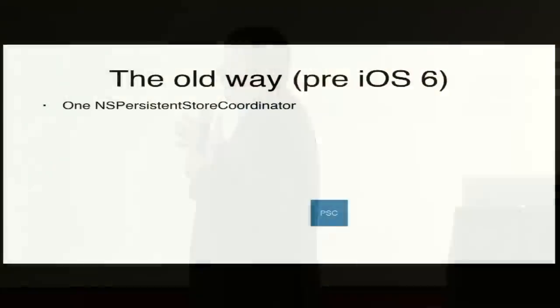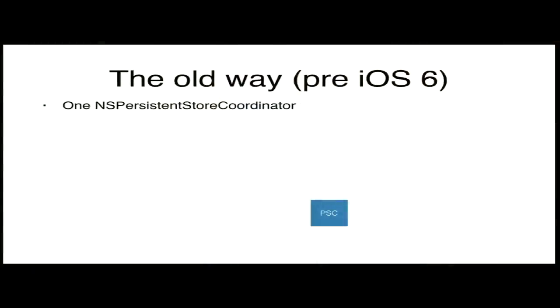So pre-iOS 6, this is how we used Core Data. It still works today. Don't really want to use it very often except for at certain edge cases, but it still works just fine. You start off and you have one persistent store coordinator. The persistent store coordinator handles all the interactions to disk. It's the one that takes the data from disk, realizes it into objects, passes it back out. We use one, just one for the application. Don't generally need more than one.